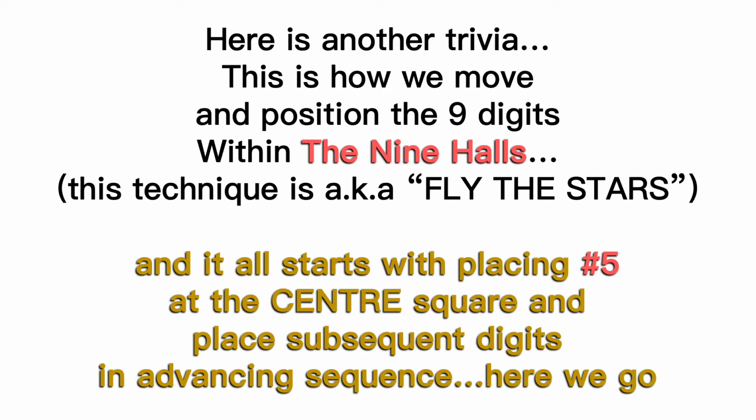Here is another trivia. This is how we move and position the 9 digits within the 9 halls. This technique is also known as fly the stars. It all starts with placing the digit of number 5 at the center square and placing subsequent digits in advancing sequence. Here we go.